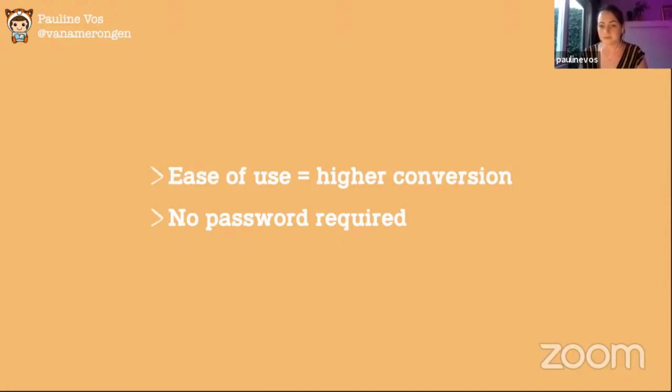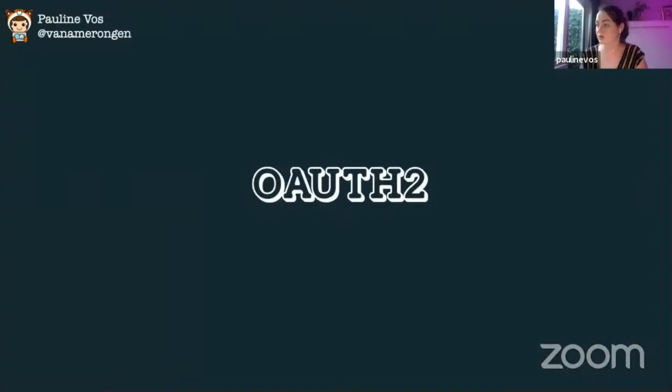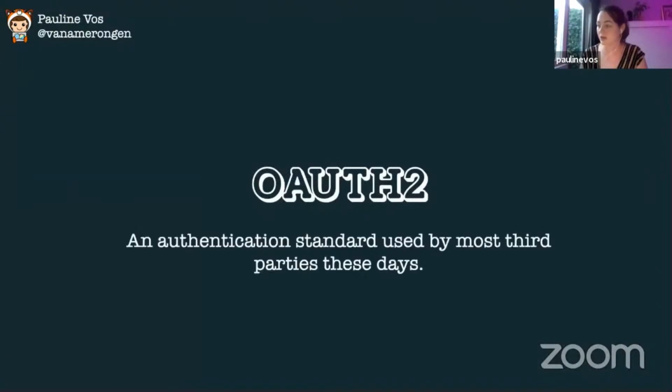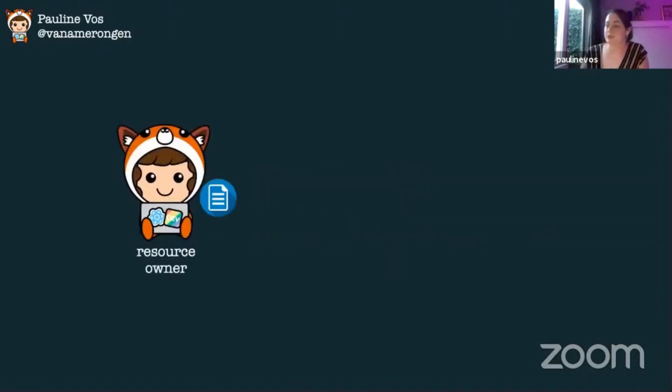Okay. So if you're going to use social sign up or login, you're probably going to be using OAuth 2. OAuth 2 is an authentication standard, and it's used by most of these third parties nowadays. So if you're going to use Facebook, Apple, Google, GitHub, whatever, you're probably going to be using OAuth 2. We're not going to go into the nitty gritty details of it, but this is what it is basically. And we'll have a watered down explanation of what it does.